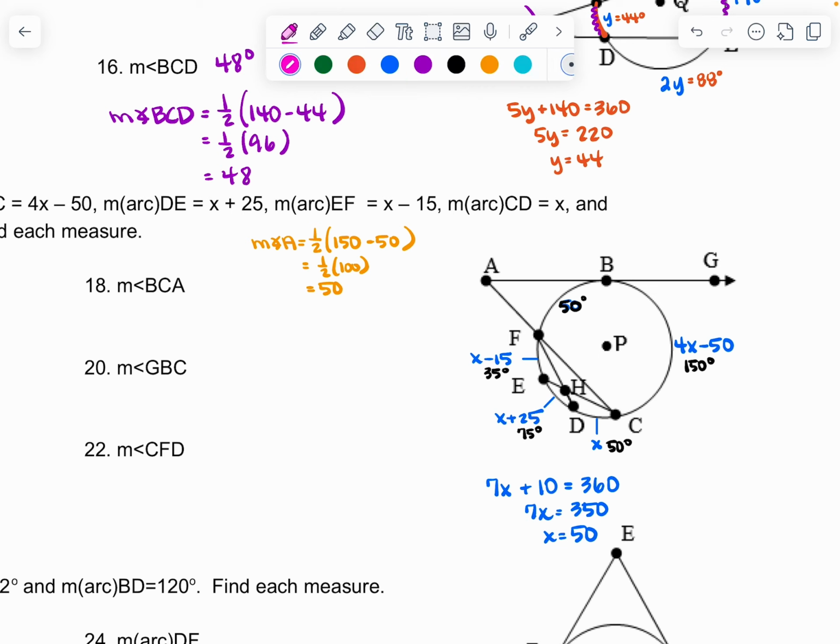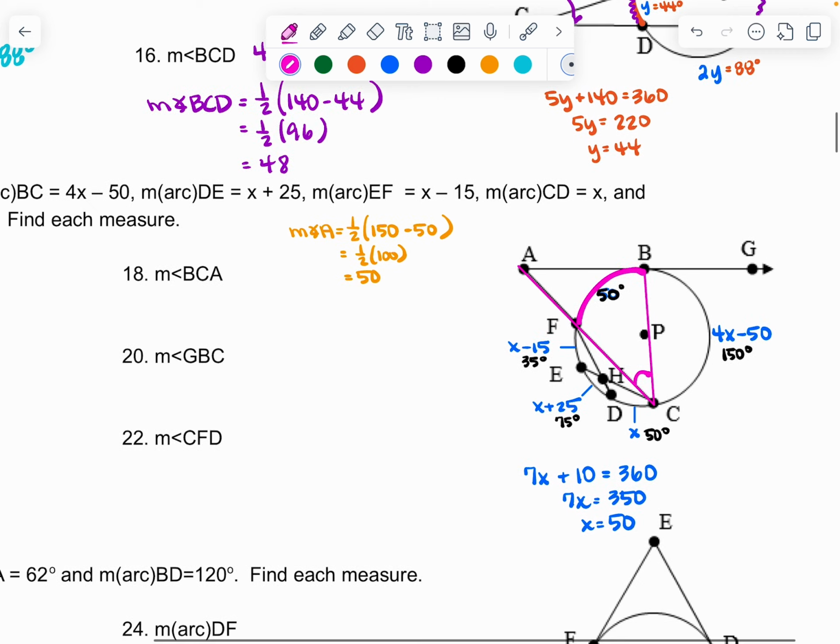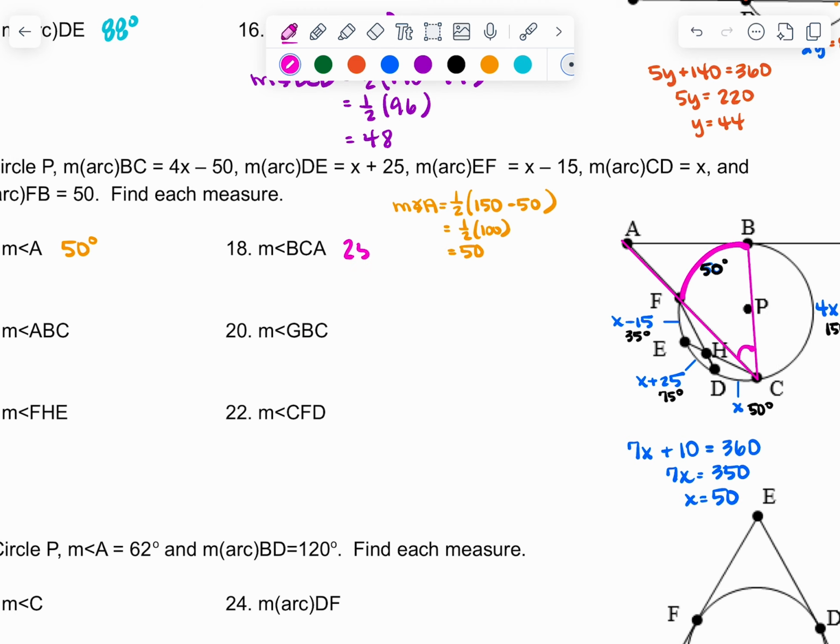All right, so our next one is the measure of angle BCA. Now, this is what I was just talking about a second ago. Do you see an angle BCA? No, but you can draw it. B to C to A. So we're looking for this angle right here. That is an inscribed angle, and it is going to be half of its intercepted arc. So that's a nice easy one. It's going to be 25.